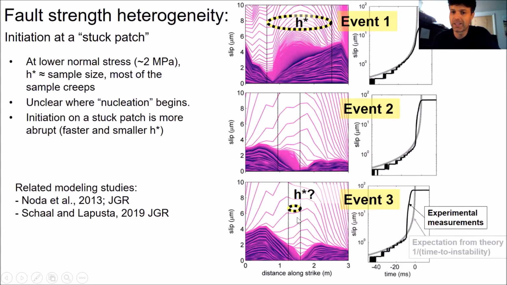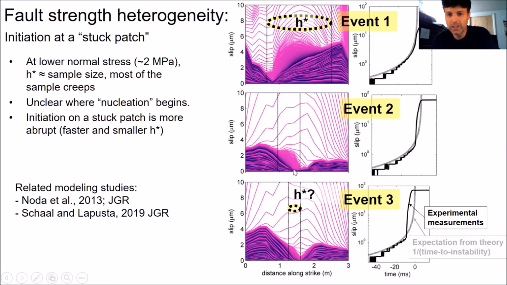And some of those events nucleate very differently. Instead of having an apparent nucleation length scale of about 2 meters, it shrunk. It seemed to initiate just out of nothing. And if you can see here, it's nucleating near a stuck patch. So most of the fault's creeping, but one part of the fault's not creeping. And that's where the event initiates.